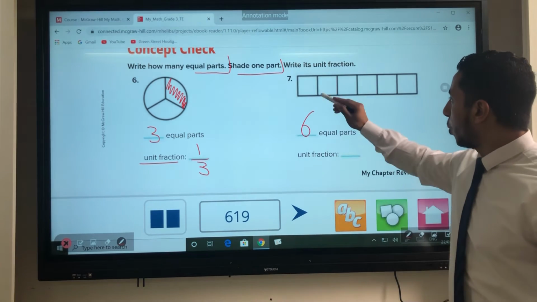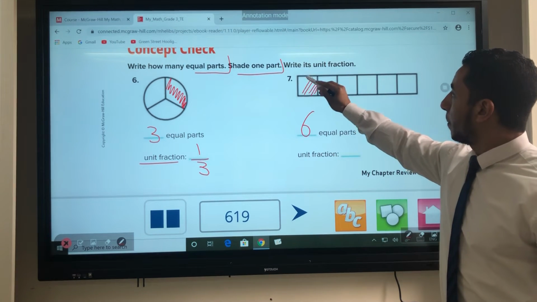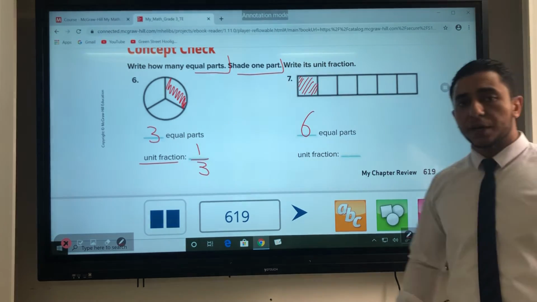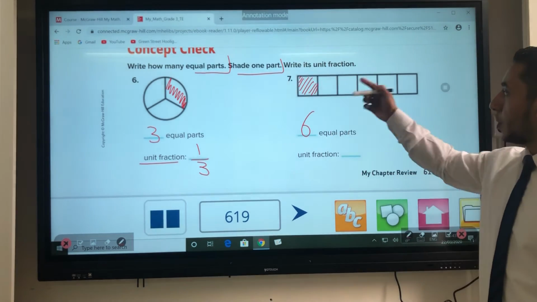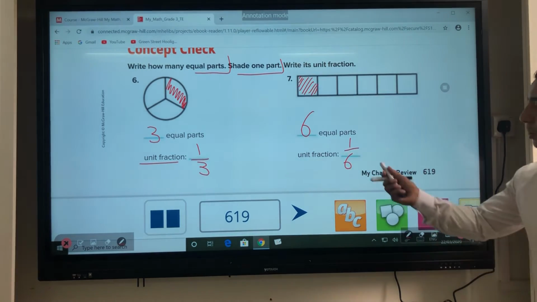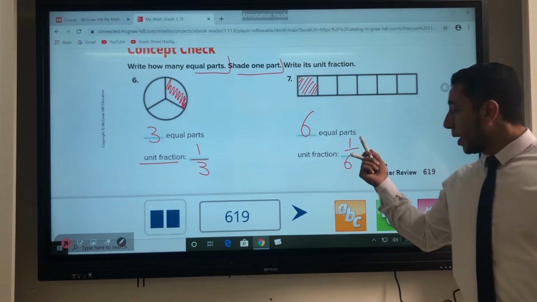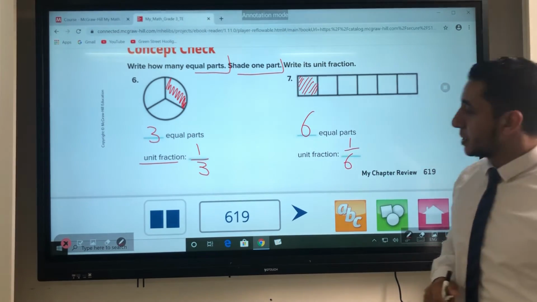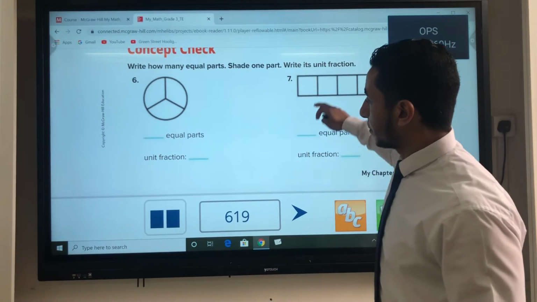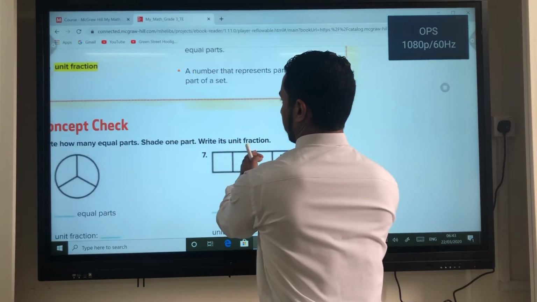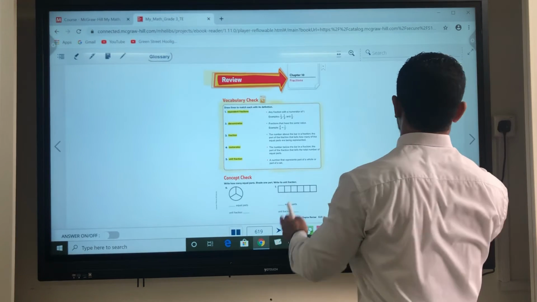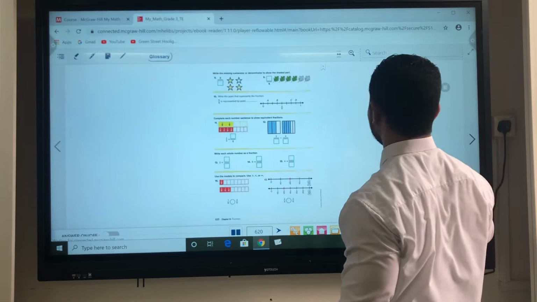So shade one part. And then write a unit fraction. So 1 from what? 1 from 6. 1 over 6. So the unit fraction is 1 over 6. Excellent. Next question. Or next page.